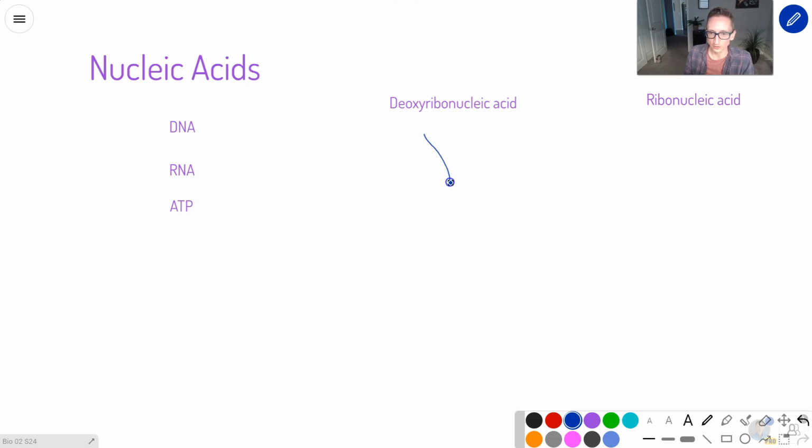What is this? Well, in very general terms, it looks like this. It is a double-stranded, what we call a helix. And it's got little rungs in the center, something like this. It's like a little ladder. You may have actually heard it referred to as the DNA ladder.